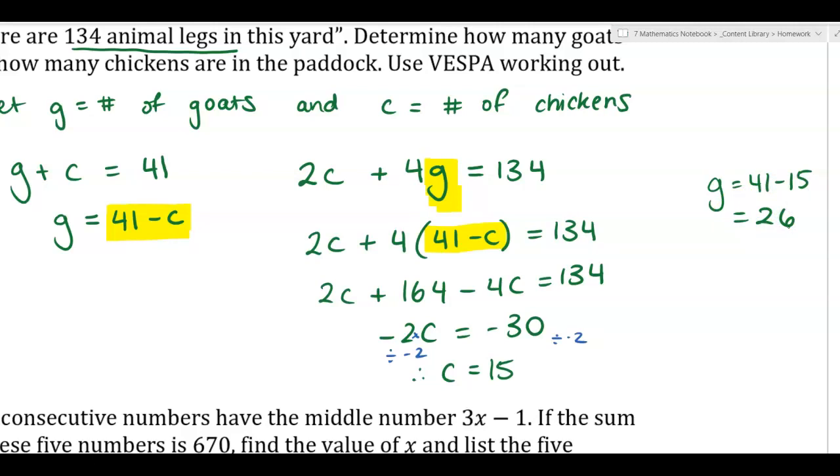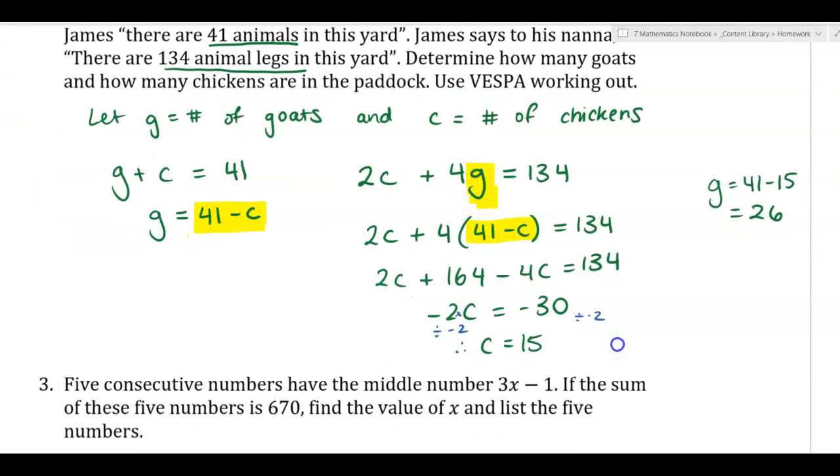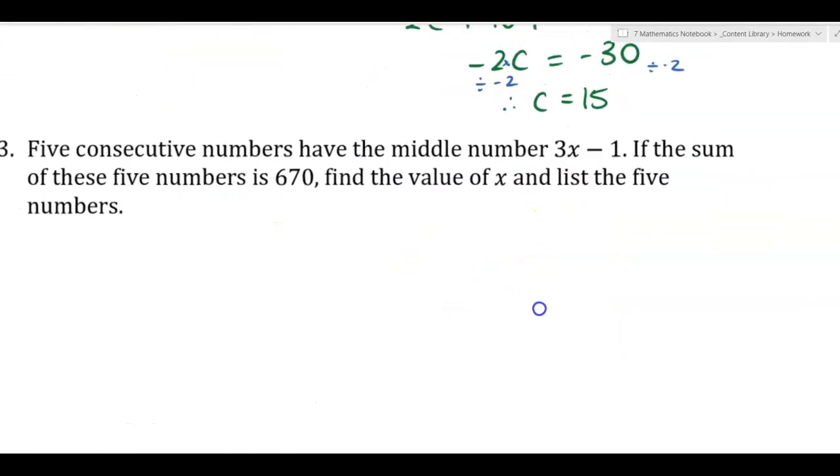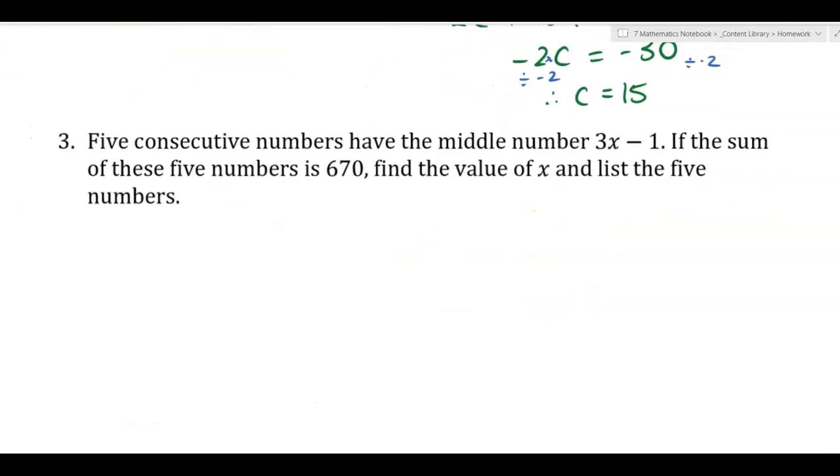Did anyone get that? Woo! Well done. Okay, last one, here we go. 5 consecutive numbers have the middle number of 3x minus 1. What does consecutive mean? In a row, like 5, 6, 7, 8, 9. That's consecutive.